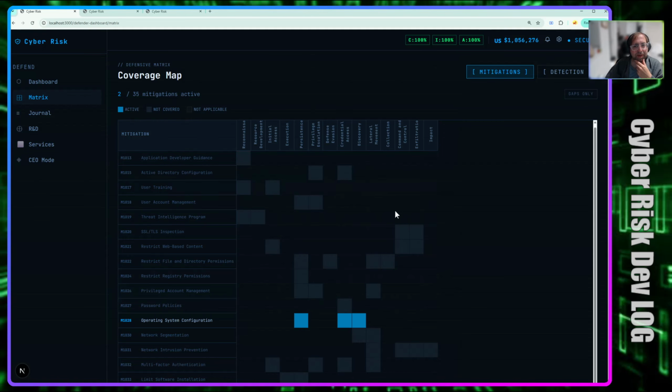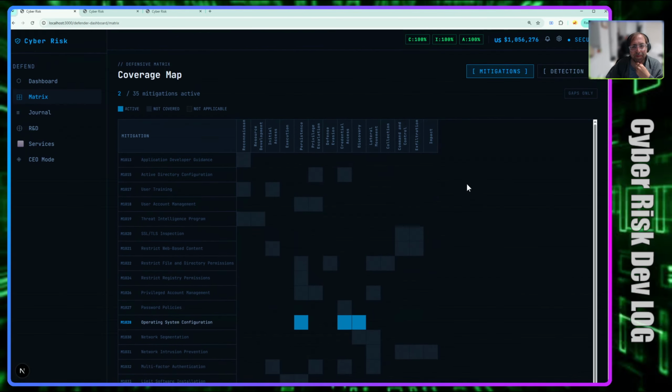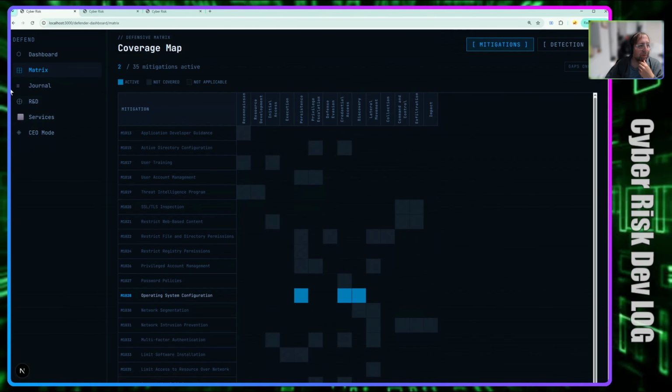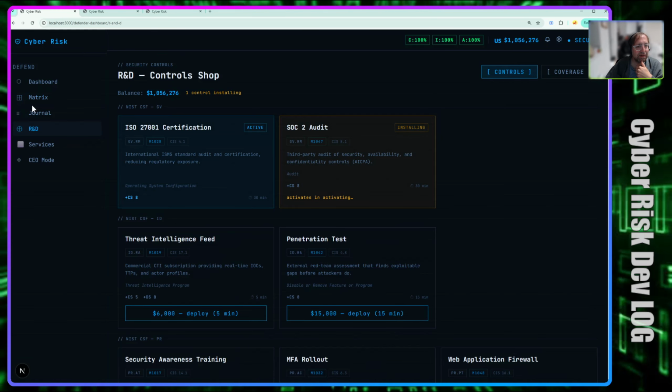So I should put a button here, but yeah, let me go here in the actual R&D section. So in the R&D section, I have controls and coverage. This is my balance again. And in this case, I am, well, like installing, but essentially I'm being compliant to this SOC 2 audit.